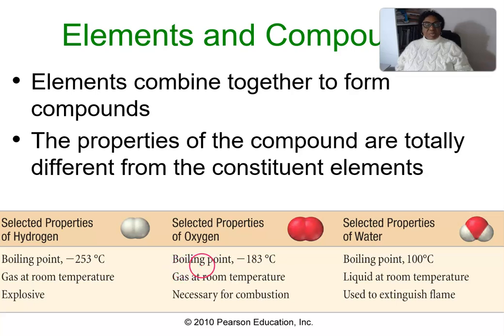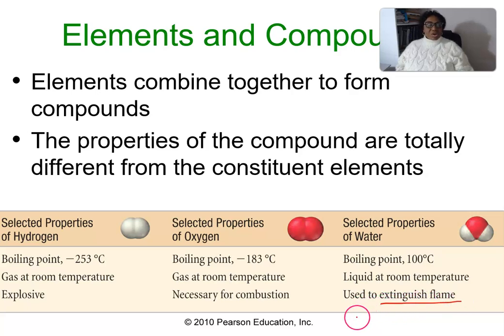Oxygen, its boiling point is minus 183 degrees Celsius. It's a gas at room temperature. It's very necessary for combustion. So when you combine hydrogen and oxygen, the product is water. Well, let's see the boiling point of water. The boiling point of water is 100 degrees Celsius. And water is a liquid at room temperature, and it is used to extinguish flame.